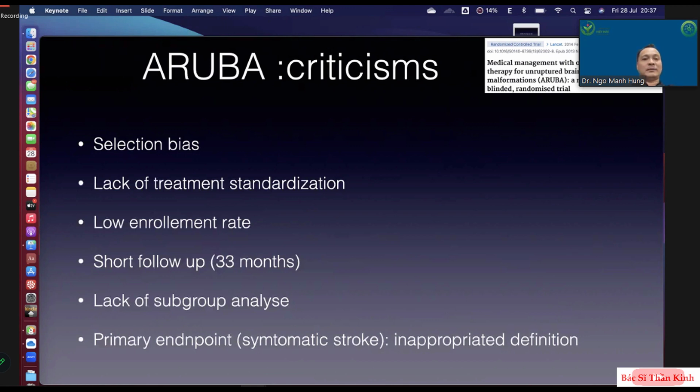But the ARUBA study faced many criticisms. First, selection bias, lack of treatment standardization, the low rate of enrollment, very short follow-up time, and the lack of subgroup analysis. In the definition of the primary endpoint, for example, symptomatic stroke is inappropriate.